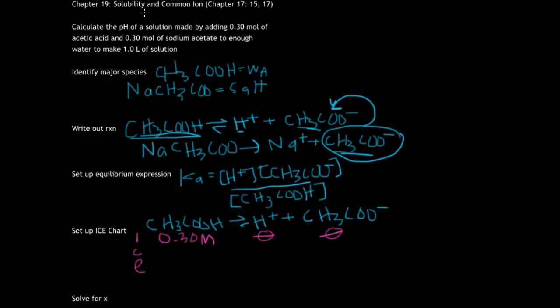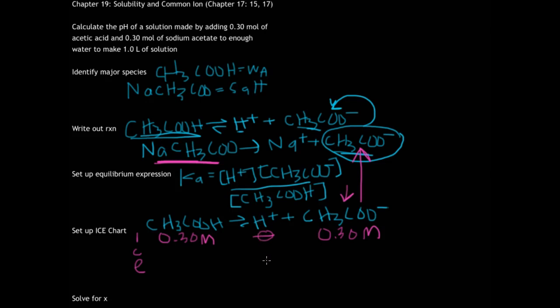Well, the thing is that there is this species in here. It's coming from the salt. That's my salt source. The acetate ion is coming from the fact that they dumped salt in here. So there is 0.3 molar acetate in here from the salt. This is not from the weak acid. And then we just go about our business like we normally would.